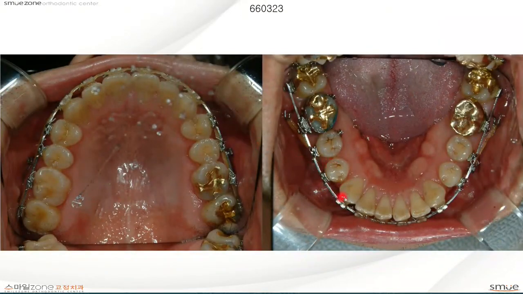As the lower anteriors come forward, you can see the space produced here, and for the rest of the time I'm struggling, spending a lot of time to bring the molar forward.